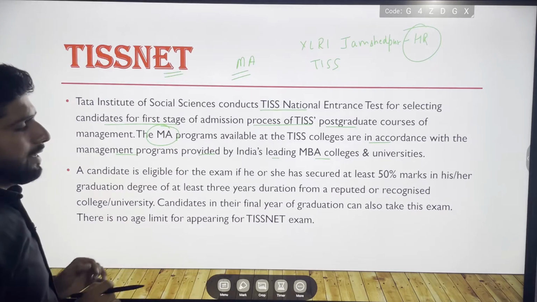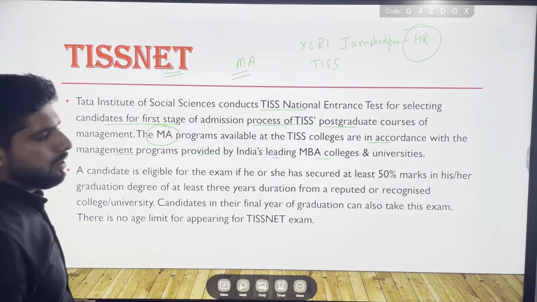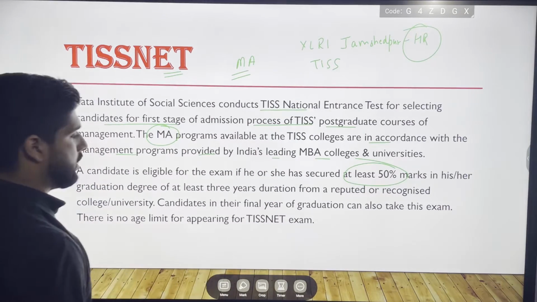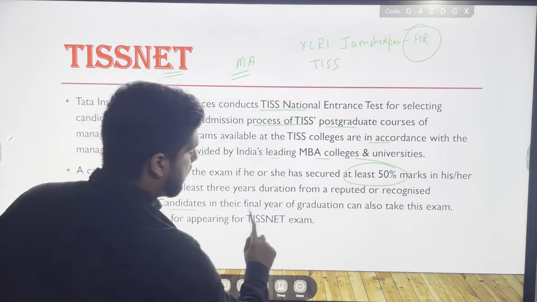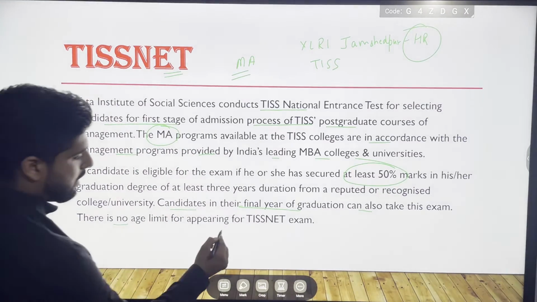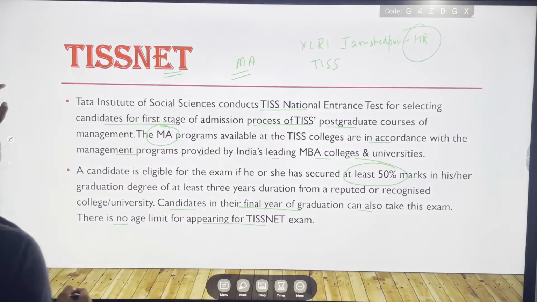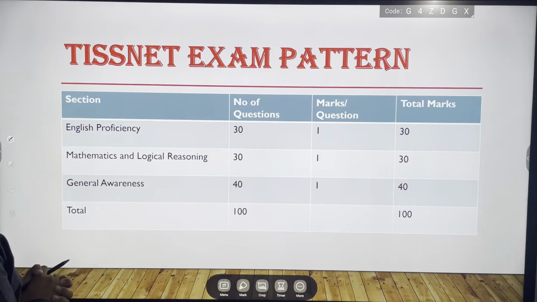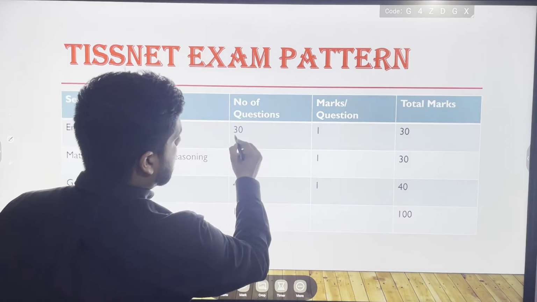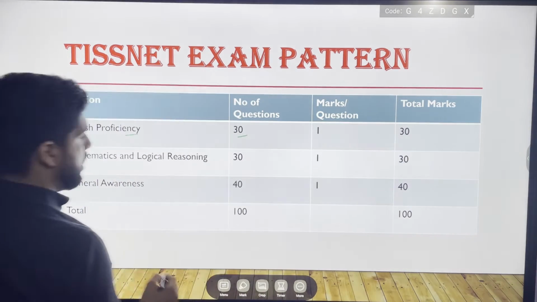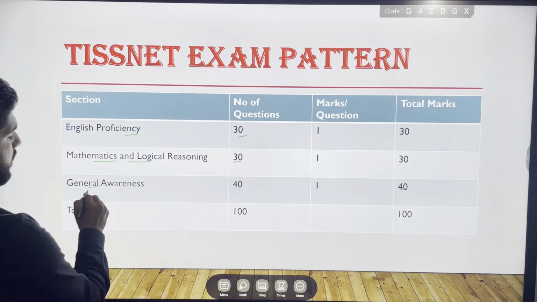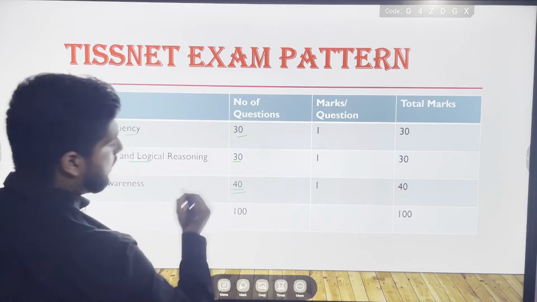Now a candidate is eligible for the exam as all the previous ones. You need to score at least 50% marks in graduation, and candidates in the final year can also take this exam, and there is no age limit for the TISNET exam. Now talking about the exam pattern, in English proficiency you will get 30 questions with 1 mark each. In mathematics and logical reasoning, 30 questions. In general awareness you will get 40 questions.